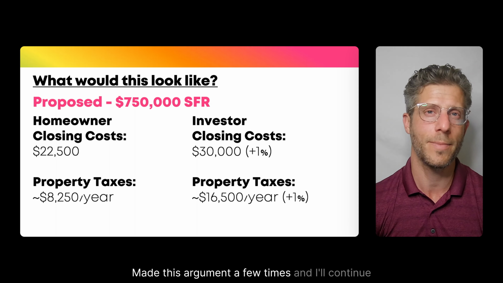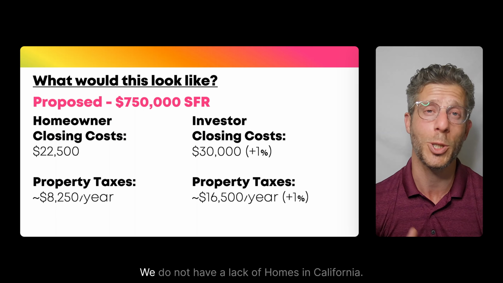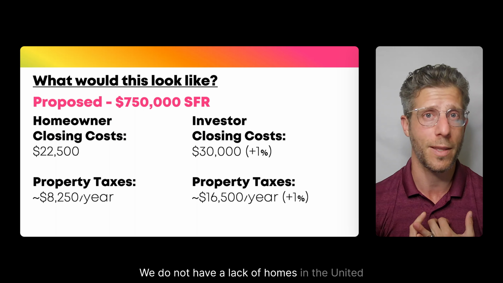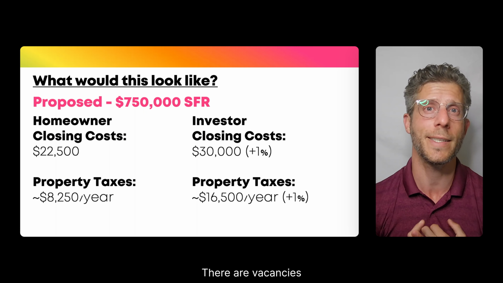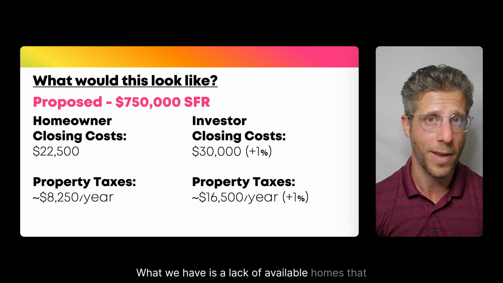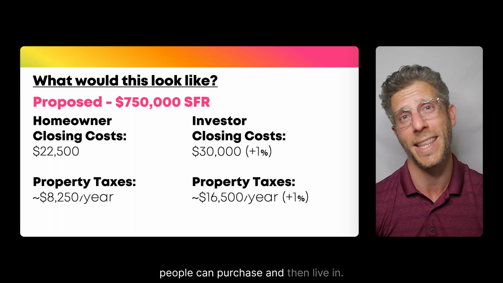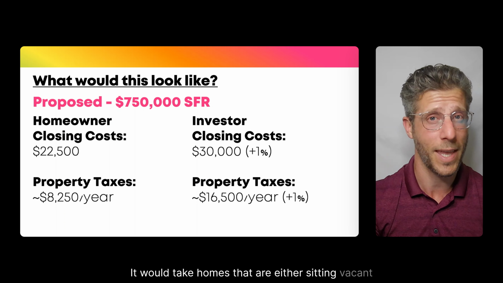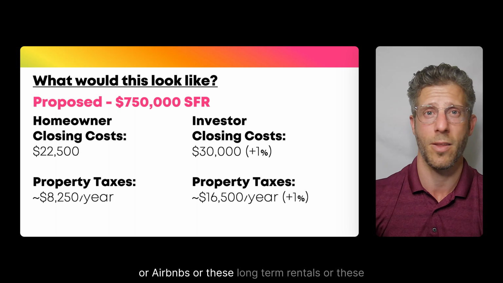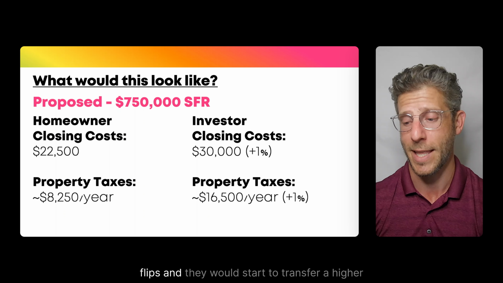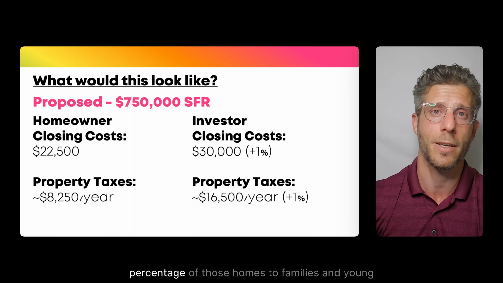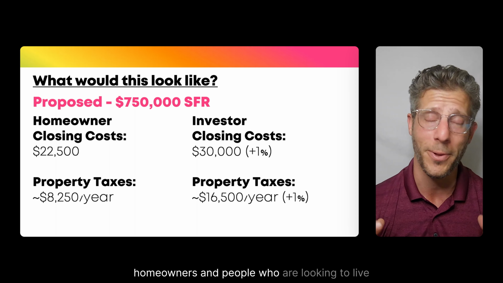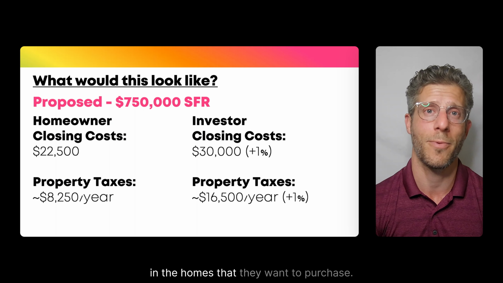I've made this argument a few times and I'll continue making it again and again. We do not have a lack of homes in California. We do not have a lack of homes in the United States. There are vacancies everywhere. What we have is a lack of available homes that people can purchase and then live in. And this would help to address that. It would take homes that are either sitting vacant or Airbnbs or these long-term rentals or these flips, and it would start to transform a higher percentage of those homes to families and young homeowners and people who are looking to live in the homes that they want to purchase.